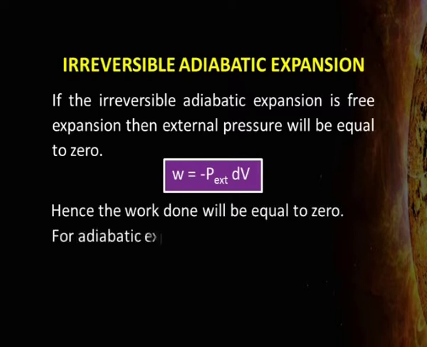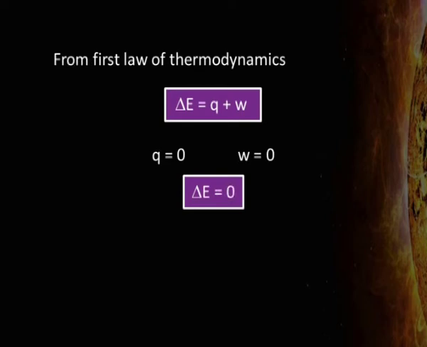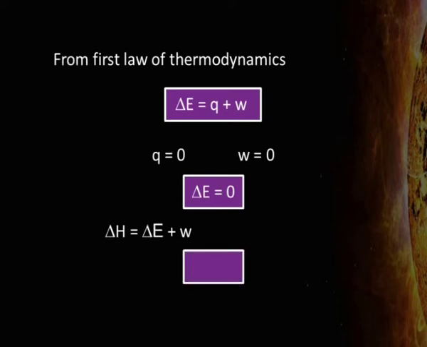As you know that for adiabatic expansion, Q is equal to 0, and from the first law of thermodynamics, delta E is equal to Q plus W. Here Q is 0 and W is also equal to 0, hence delta E will also be equal to 0. As delta H is equal to delta E plus work done, hence delta H will also be equal to 0. Therefore, for free expansion, which is adiabatic irreversible free expansion, W, Q, delta T, delta H and delta E are equal to 0.